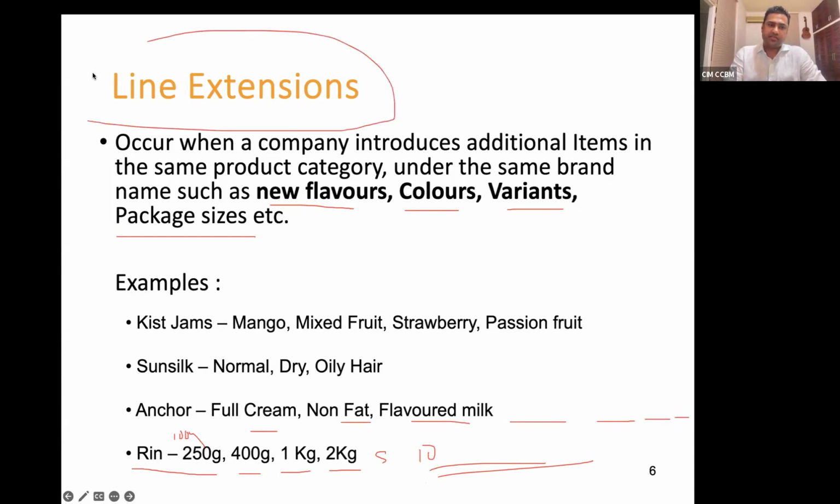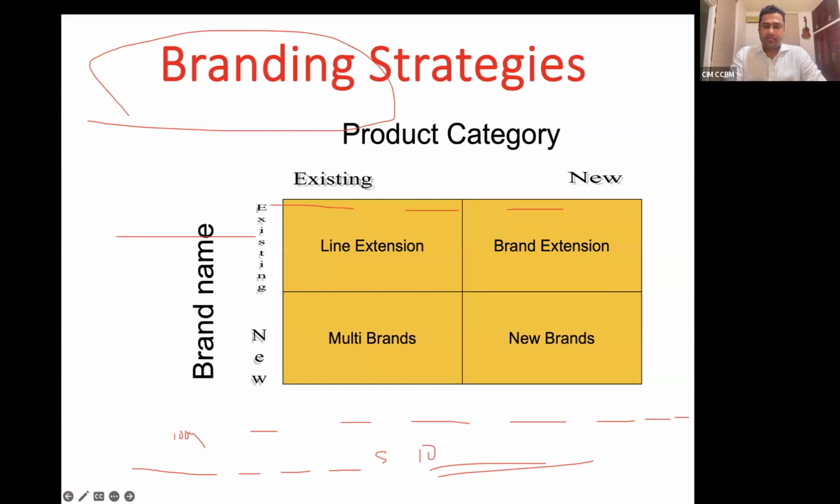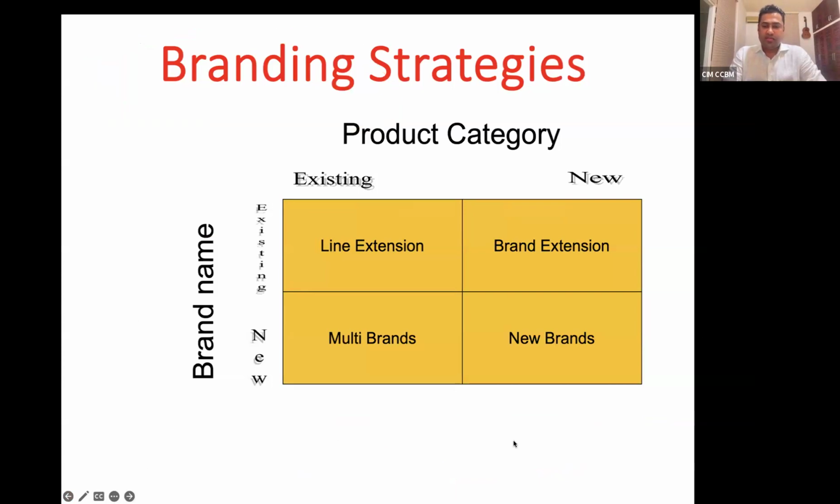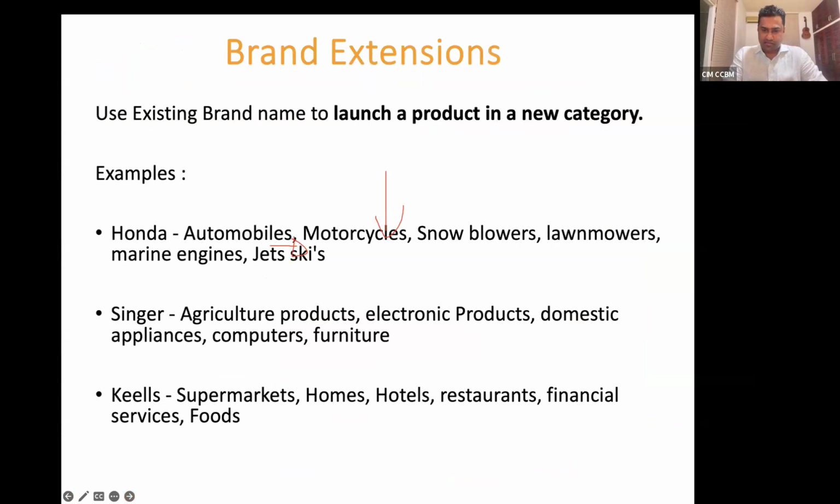Line extensions. When a company introduces additional items in the same product category. That's what we saw here. Line extension. So what is line extension? You stay with the same product category, existing product category, existing brand name, and you extend the line with variants, colors, shapes, forms, pack sizes. Okay. Then the next one is brand extensions. Now, this is what is important, brand extensions.